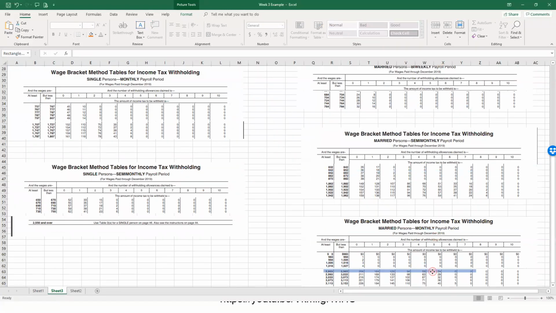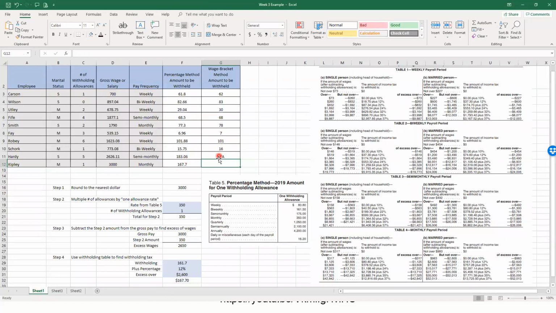And we have $3,000 there. So let's do monthly, married person, $3,000, and she's got one withholding. So it's $169. All right. So we're close enough on that one that I'm good to go.